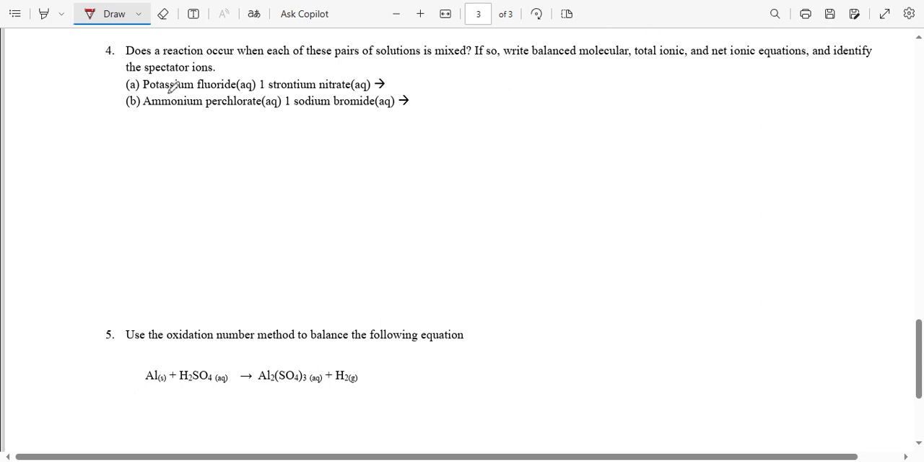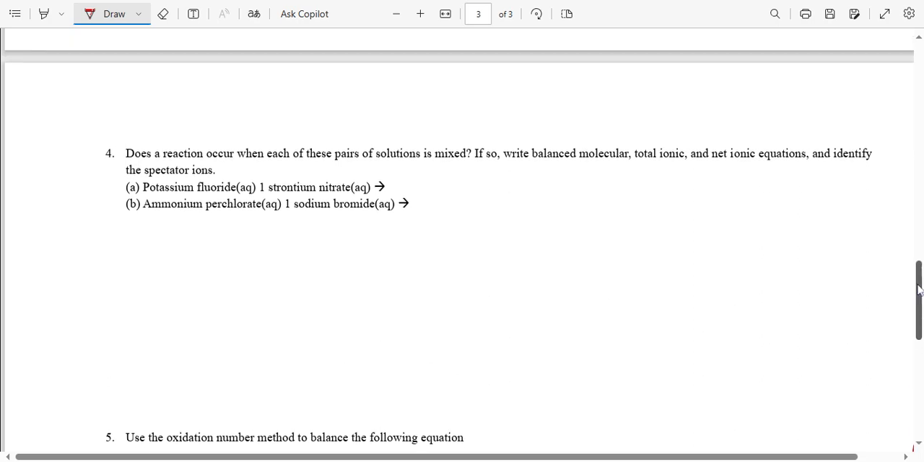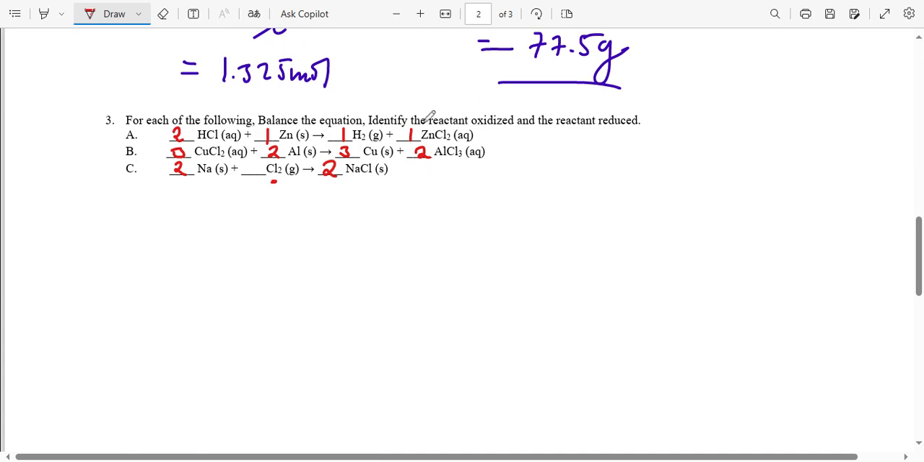Does a reaction occur when each of these pairs of solutions is mixed? If so, write balanced molecular, total ionic, and net ionic, and identify the spectator ions. For the previous question, I've just realized it's not done. It is also saying identify the reactant oxidized and the one reduced. So if you see hydrochloric acid, it became hydrogen, or zinc chloride. Let me use the same HCl reacting with zinc to produce hydrogen and zinc chloride.